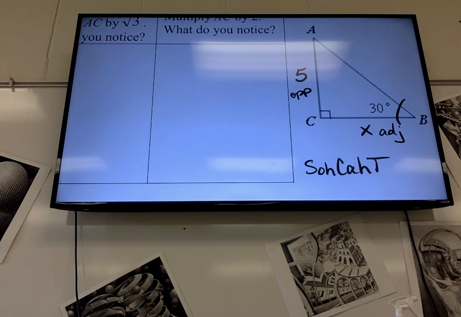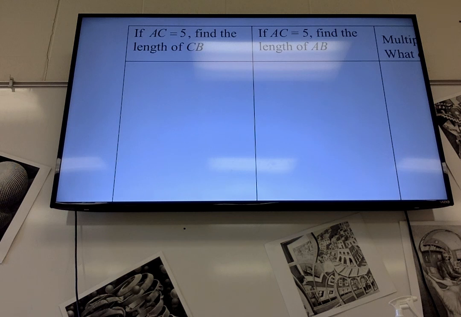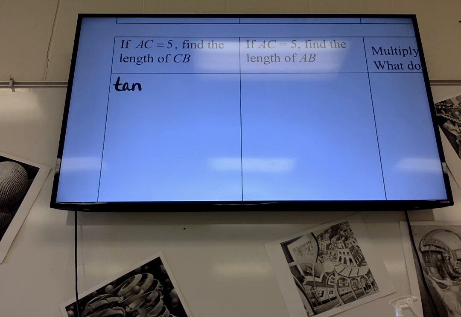Good. So which trig function includes opposite and adjacent? Tangent. Yes. O and A is opposite and adjacent. So that's tangent. Good. So we have the tangent. What's the angle measure? 30. Equals what over what? 5 over X. Yes. Opposite over adjacent. So we cross multiply. X times the tangent of 30 equals 5. Divide both sides by the tangent of 30.